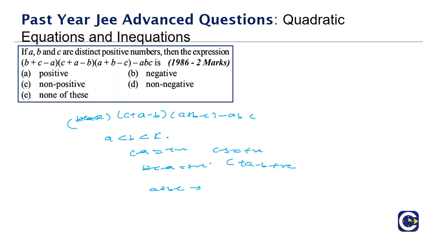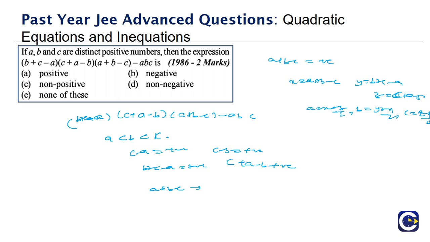So if we consider case 1, if a plus b minus c is positive, then we can say that a, b, c are such that the sum of any two numbers is greater than the third. So x is equal to a plus b minus c, y is equal to b plus c minus a, z is equal to c plus a minus b. So then x, y, z are all positive. So a is equal to (x plus z) by 2, b is equal to (y plus x) by 2, c is equal to (z plus y) by 2.